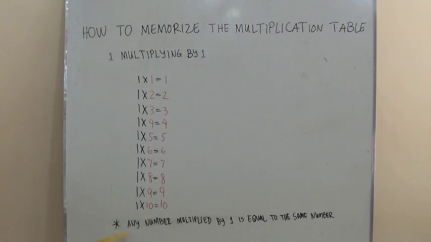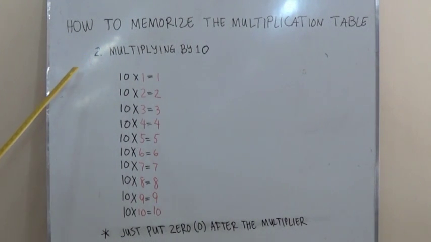Just remember that any number multiplied by 1 is equal to the same number. So, these are the numbers that we multiplied with 1, and the result we get is the same number. 1 times 1 equals 1. 1 multiplied by 2 is equal to the same number, which is 2. 1 multiplied by 3 is equal to the same number, and that is 3. And that goes for the rest. So we are done with multiplying by 1.